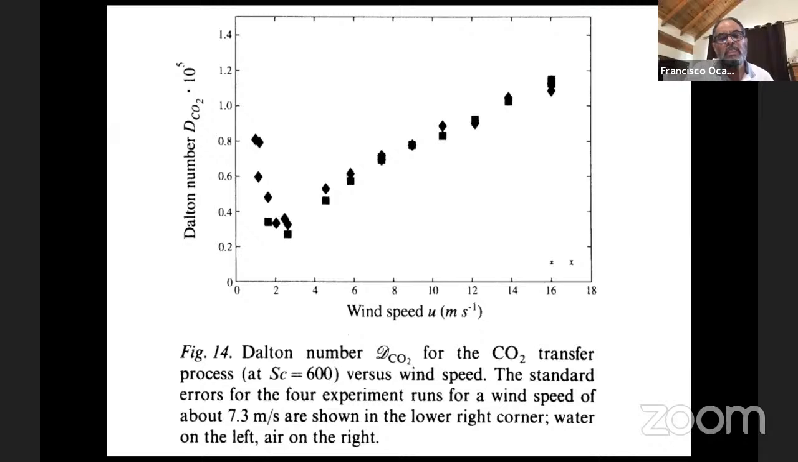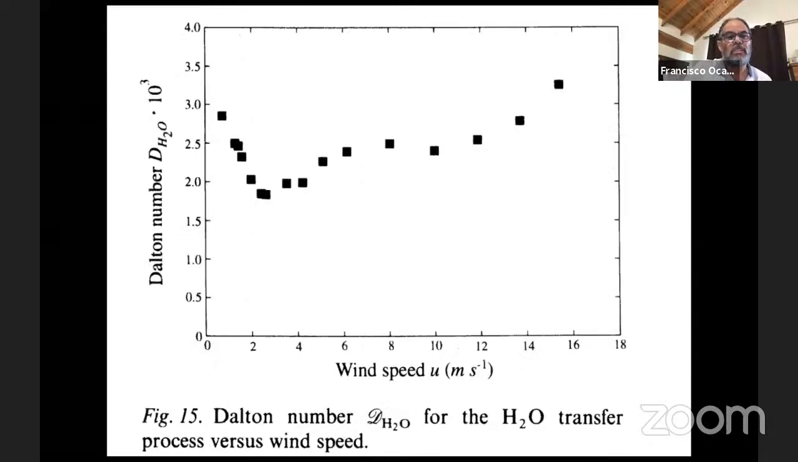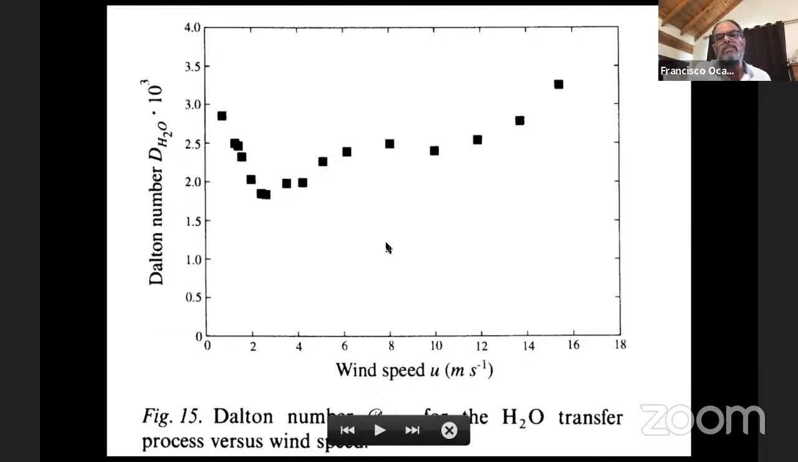We also obtained results for evaporation. So this is the Dalton number for water. And we can also observe that the exchange coefficient decreases with wind speed from 1 meter per second to 3 meters per second. Also, the exchange coefficient increases, not as regularly as in the CO2 case, but also with wind speed from the minimum to the maximum wind speed when we reach nearly 16 meters per second.